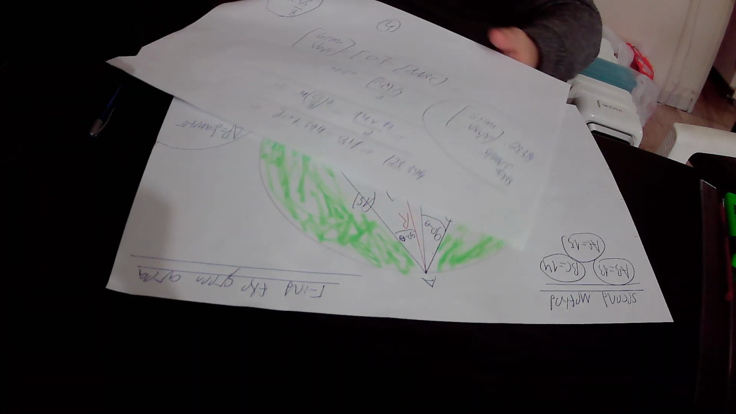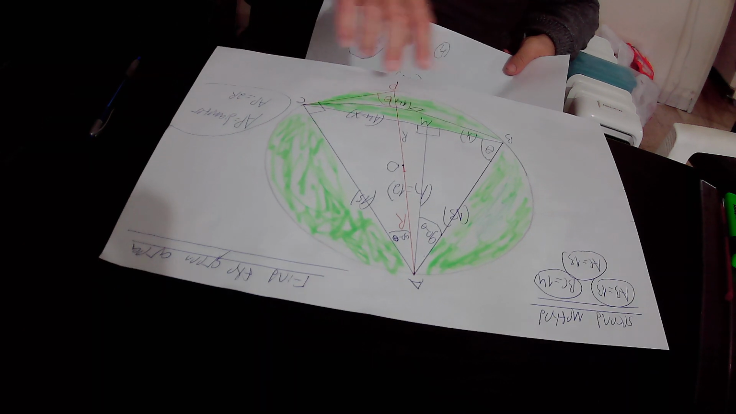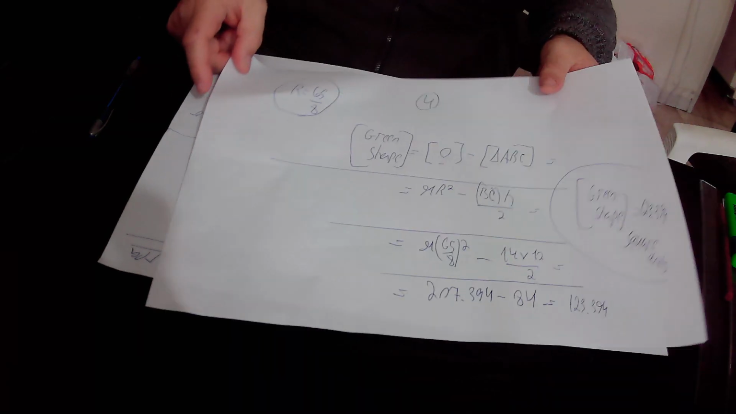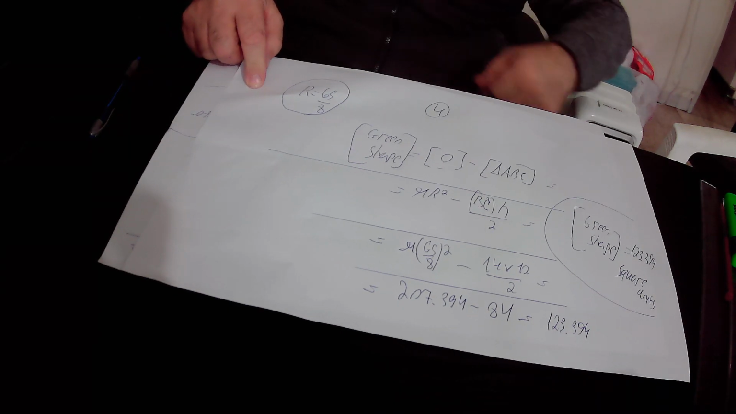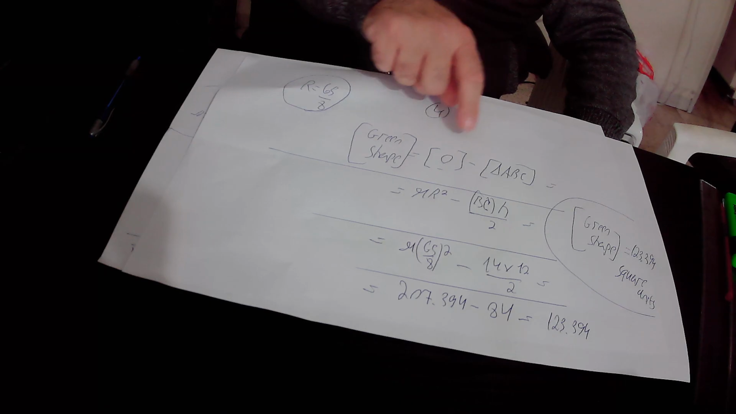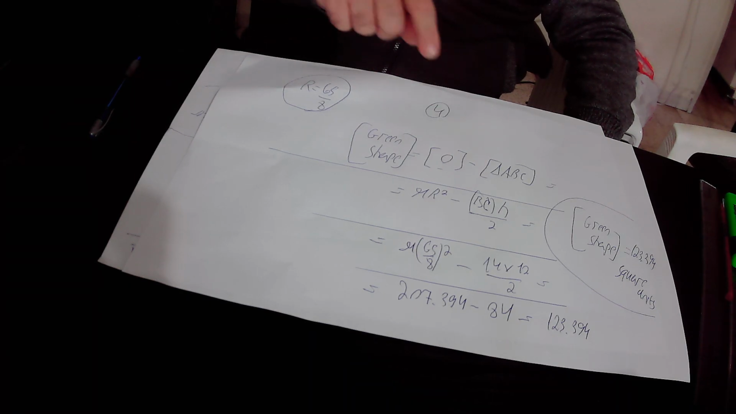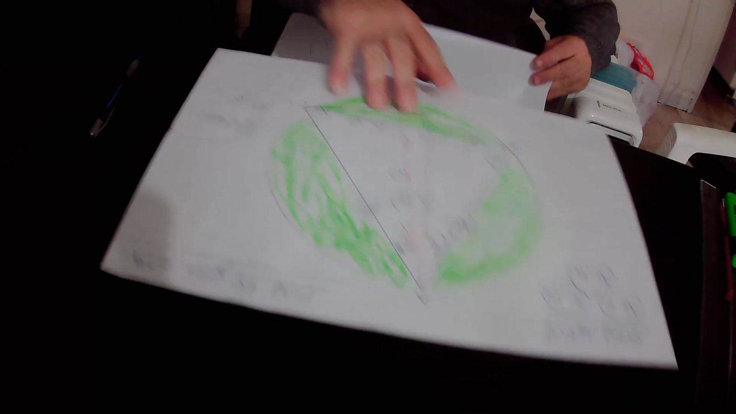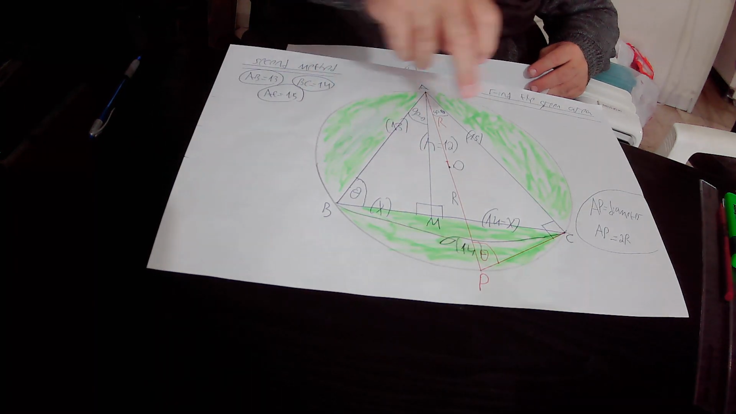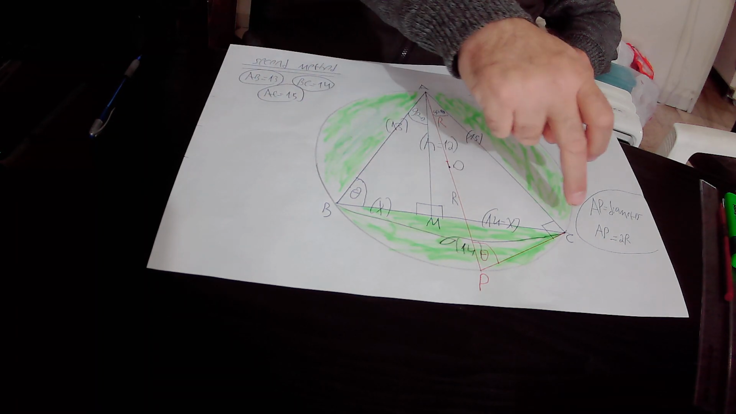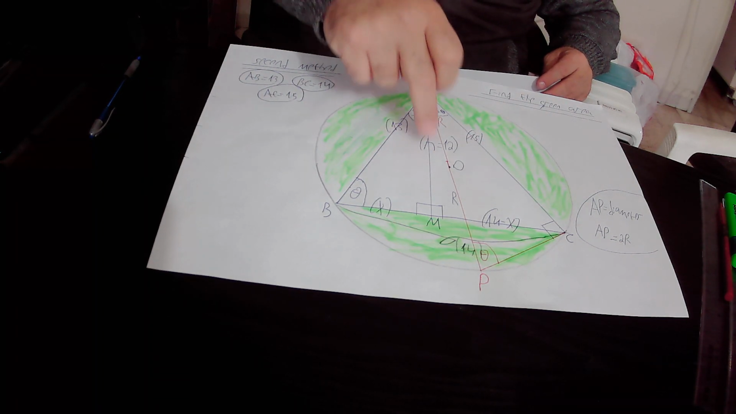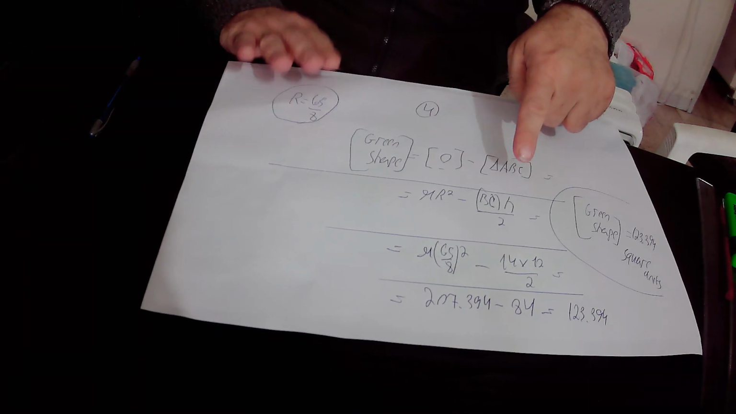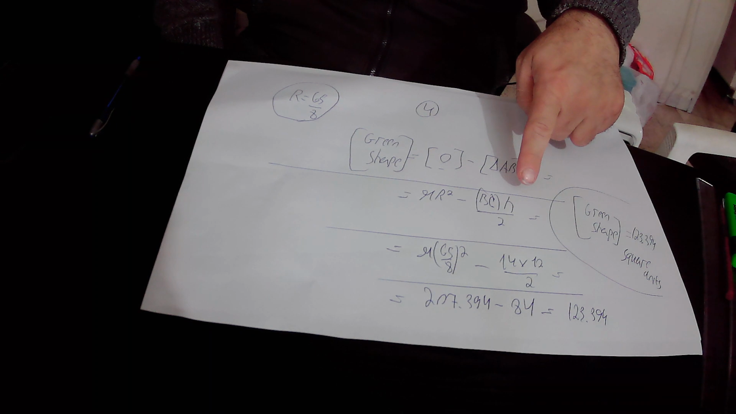And we know that the area of this green shape equals the area of the circle minus the area of triangle ABC. From the drawing it is very easy to see that the area of the green shape equals the area of the circle minus the area of triangle ABC. The area of the circle is pi R squared. What is the area of triangle ABC? The area of triangle ABC equals the base of the triangle, that is BC, times the height to the base, that is h, over 2.